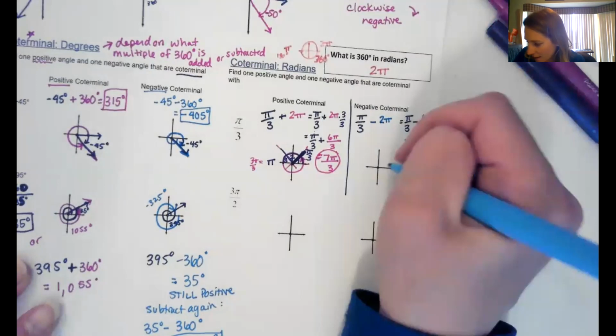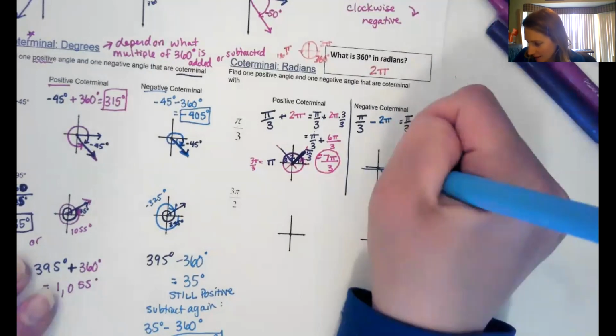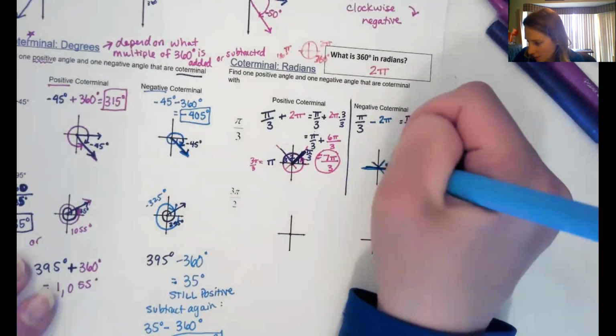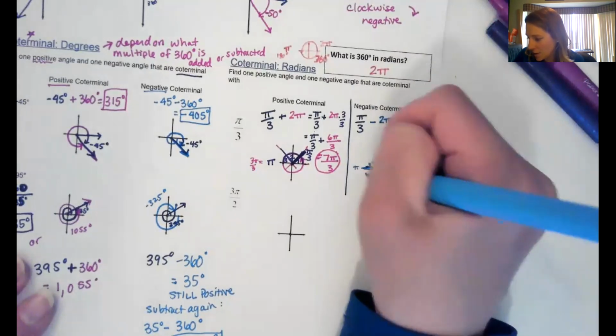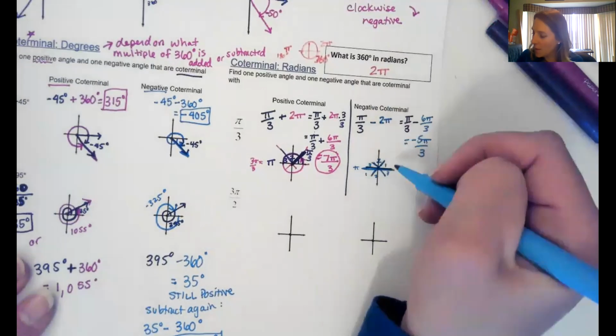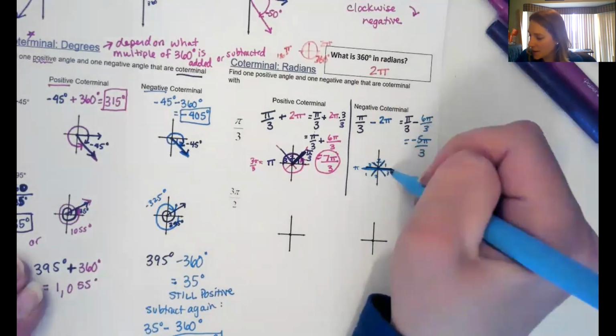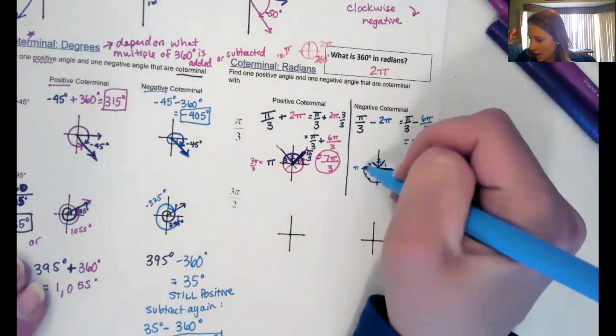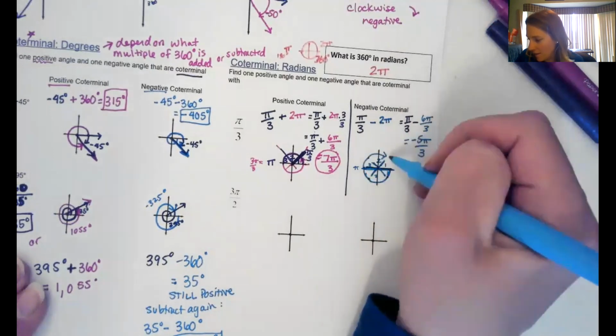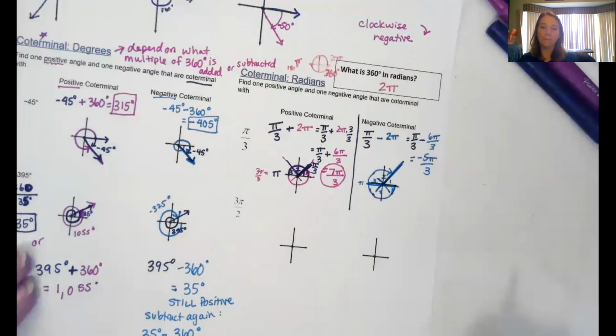And so graphing that, if I split pi, remember pi is like half of it. So there's 1, 2, 3 sections of pi. So 1, 2, 3 more sections of pi, right? So negative 5 pi over 3 means 1, 2, 3, 4, 5. Negative 5 pi over 3.